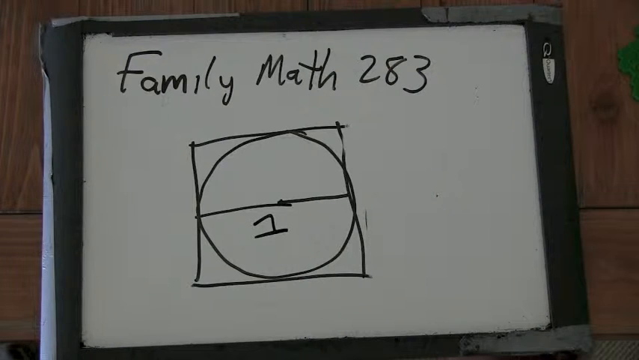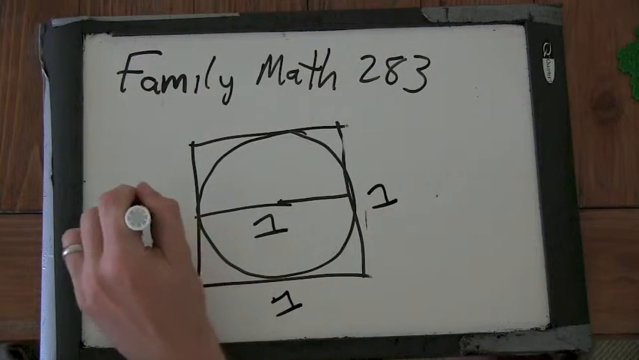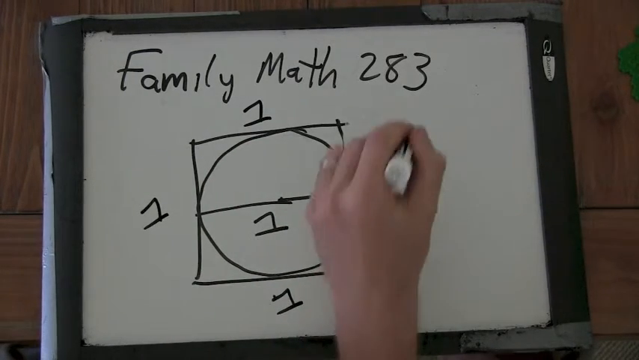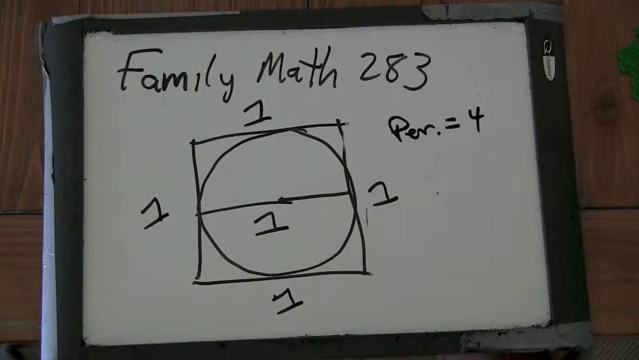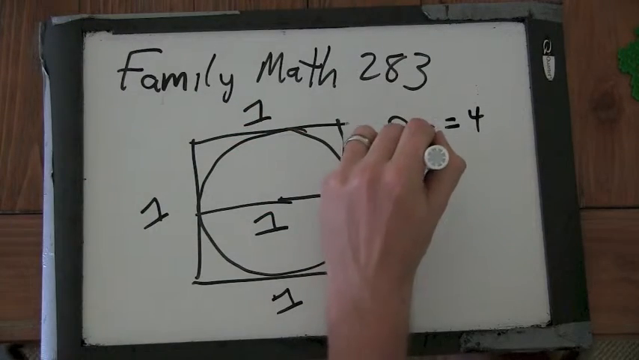So how long are the sides of the square? Well, they would be 1. So what's the perimeter of the square? This is 4. Perimeter. And what's the circumference of the circle? Pi. How come? Because it's 2 pi r, or pi times the diameter. Alright.